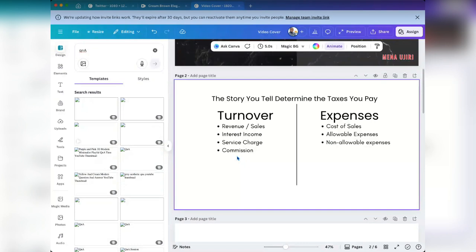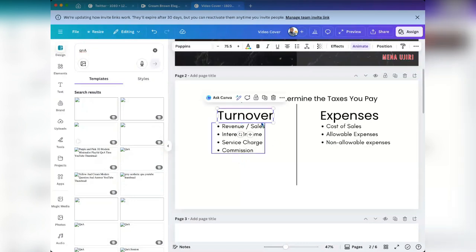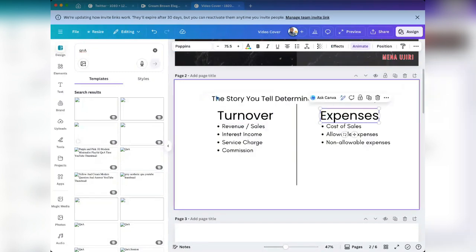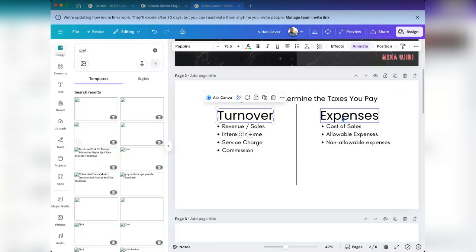Then for expenses, like we had mentioned earlier, there are two things the taxman is concerned about: the turnover, the revenue you've claimed for the business, and the expenses you're charging on that revenue, right?